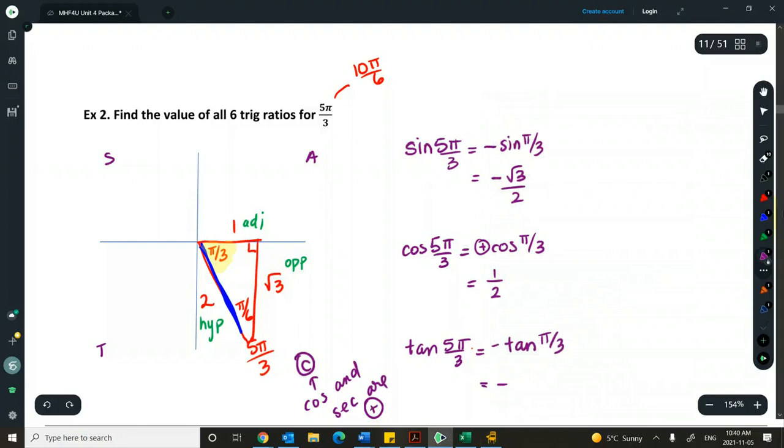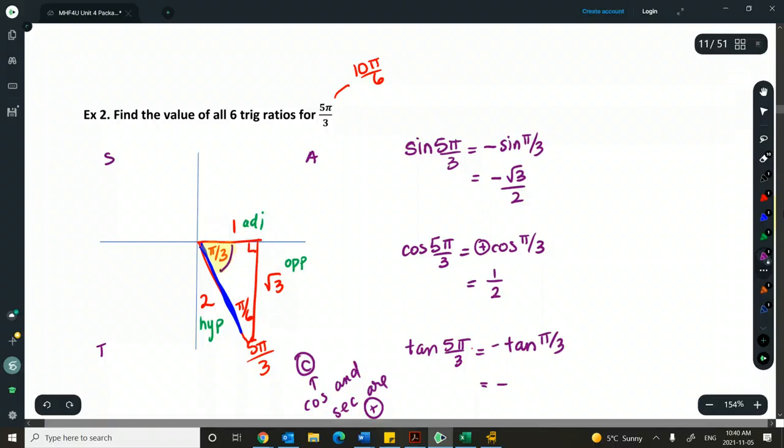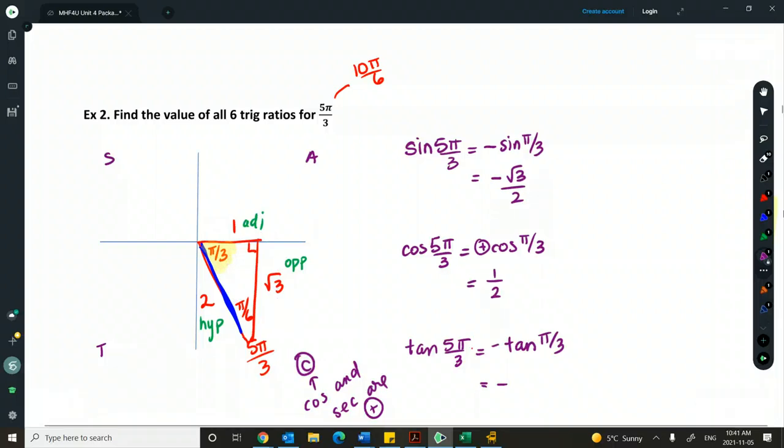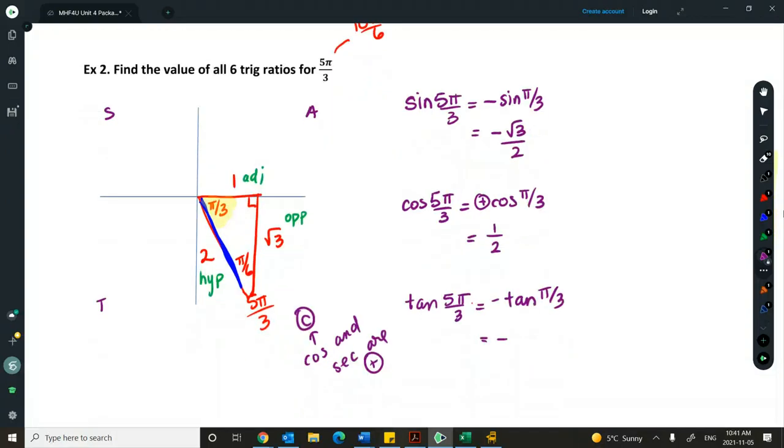Okay, so I placed my angle, I created my triangle with the closest horizontal line. Pi over 3 is the reference angle. That goes in that interior corner there, which makes this 1, root 3, and 2. And then adjacent, opposite, and hypotenuse, like I've labeled here. I also labeled the cast rule, and because we're in the cosine quadrant, cosine and secant should be positive here. Sine, tan, cosecant, and cotangent will all be negative.